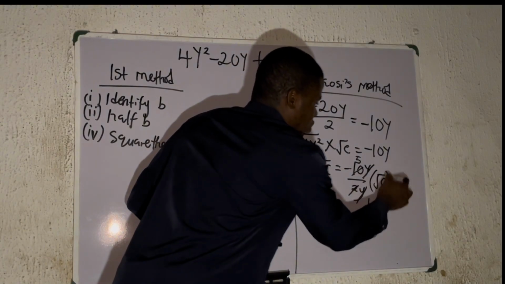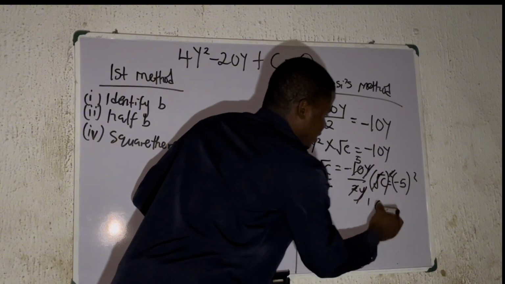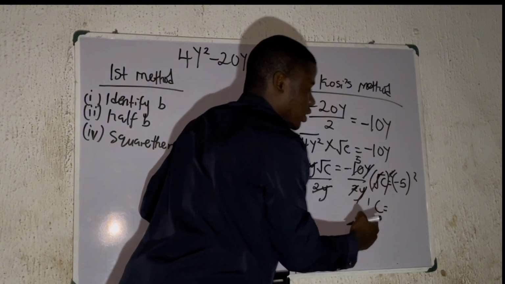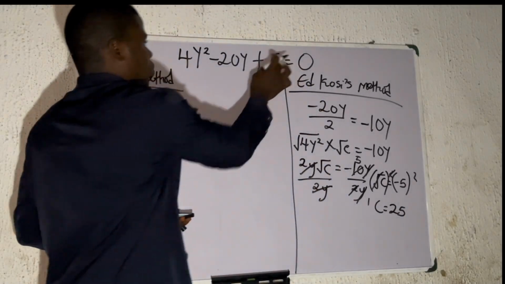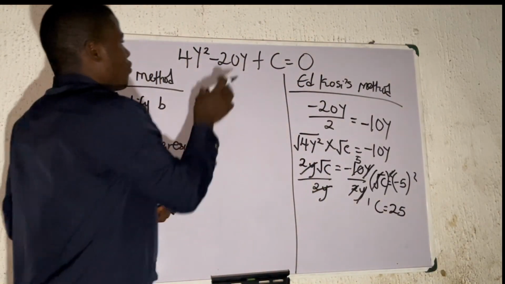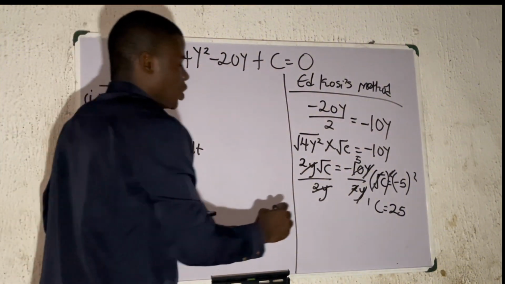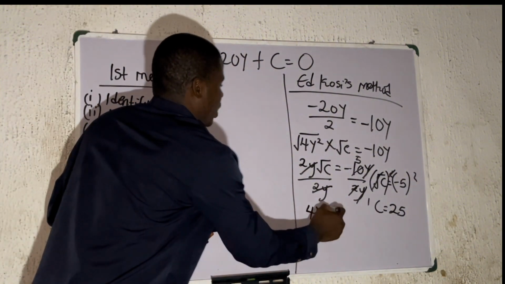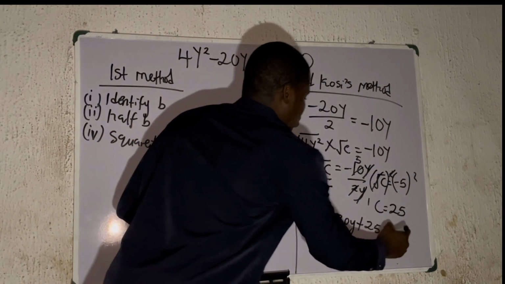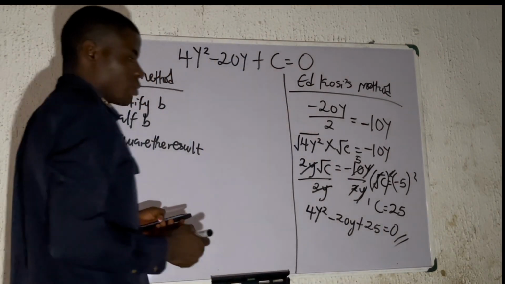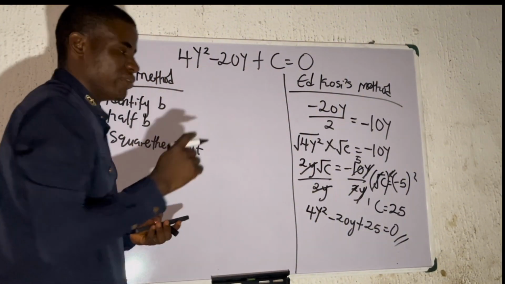So what will I do here? I'll square both sides to remove this square root. The square cancels the square root, so I have c is equal to minus 5, all squared. Minus 5 times minus 5 is 25. So it means that the value of c would definitely be 25 for this quadratic equation to become a perfect square. Meaning the quadratic equation will be in the form 4y squared minus 20y plus 25 is equal to 0. Does it make sense? Very good, and this is correct. The value of c would definitely be 25.